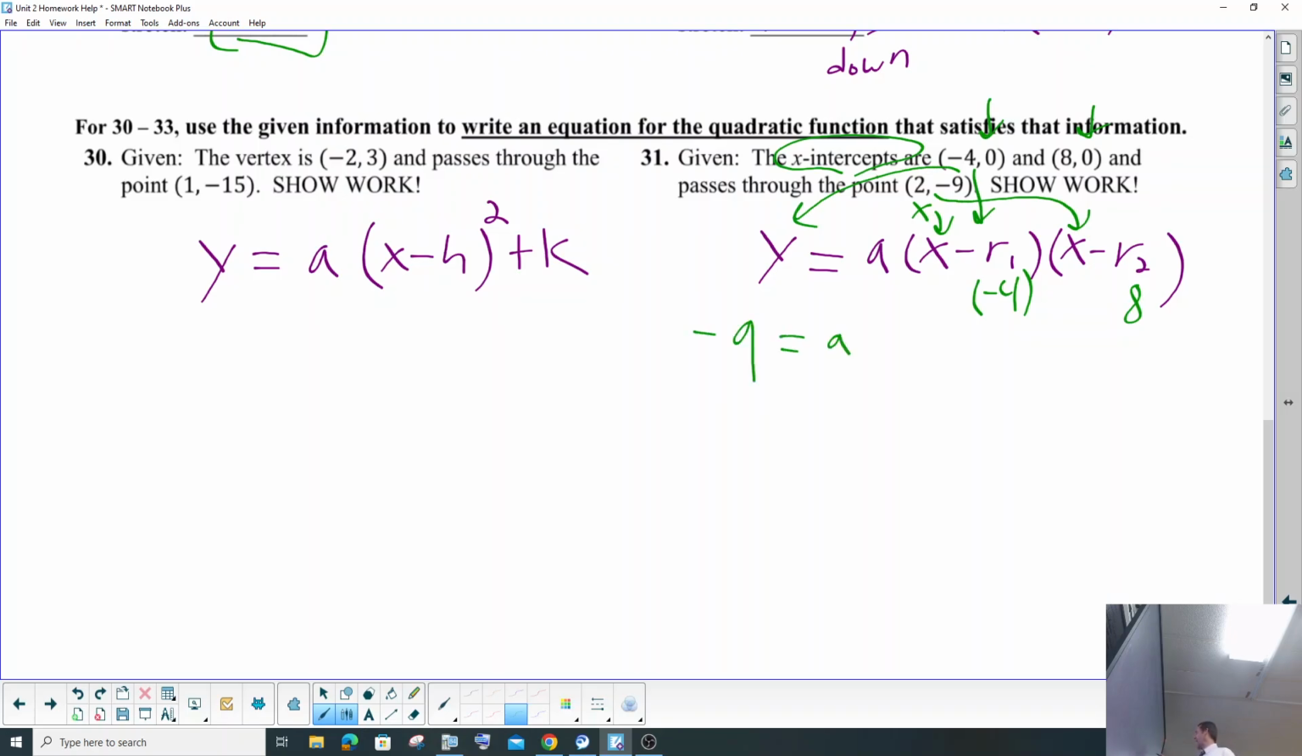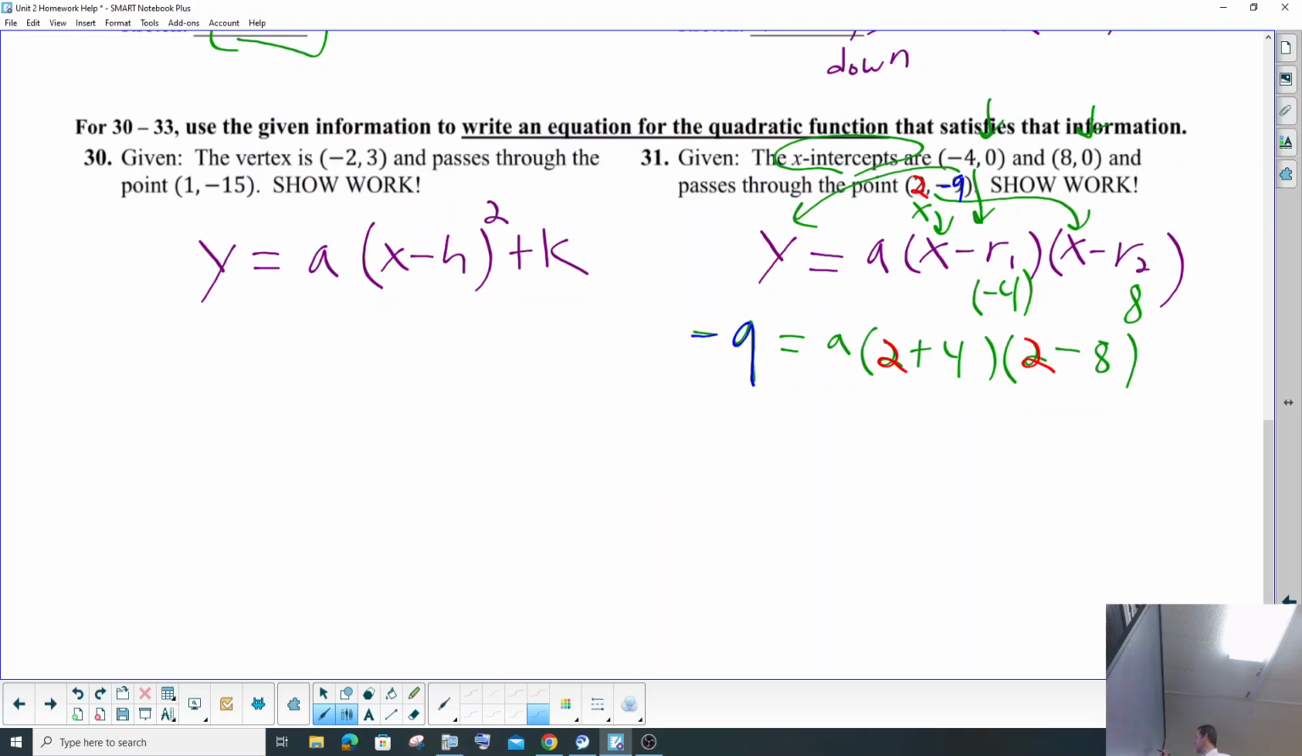So then we have a times, what's our x value? 2. Minus a minus 4, which is going to be a plus 4, times our x value again, which is 2, minus the 8. So if I was going to go ahead and just color code these, remember our x value goes there and there. And then our y value was from this guy. There we go. And then our x-intercepts again.